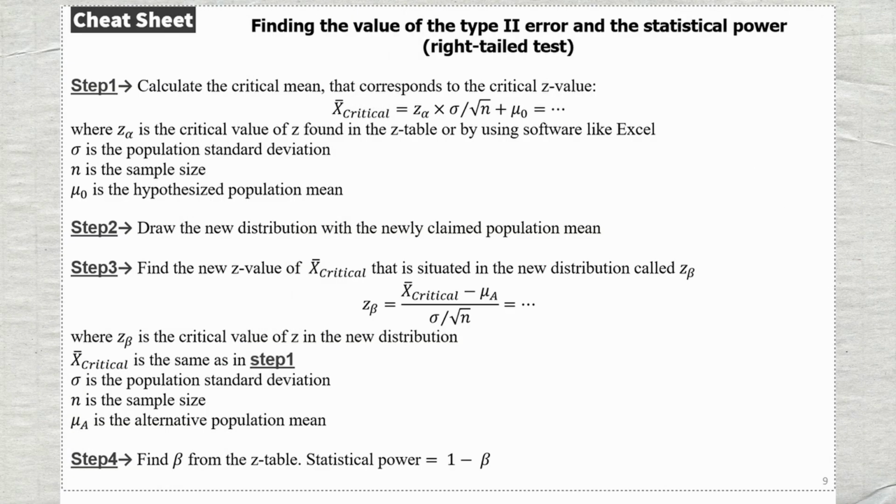Let's have a look at the cheat sheet to find the value of the type 2 error and the statistical power for the right-tailed test. Step 1. Calculate the critical mean that corresponds to the critical z-value with the formula shown. Step 2. Draw the new distribution with the newly claimed population mean. Step 3. Find the new z-value of critical mean that is situated in the new distribution, called z-beta, and use the formula as shown. Step 4. Find beta from the z-table. Statistical power is therefore equal to 1 minus beta.